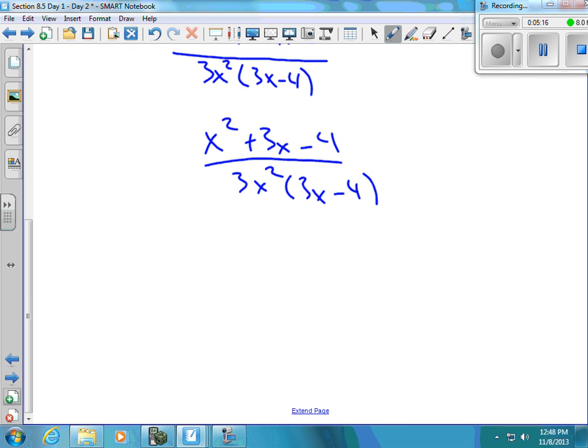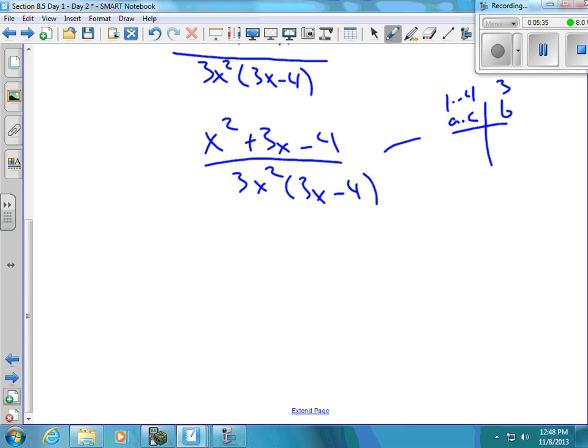Maybe we can do bottoms up with the top. Can we do our a times c, what adds to make b? I can already hear the groans from home. But yeah, these problems, there's a little bit of work to do in each one, isn't there? So what multiplies to make negative 4 and adds to make 3?